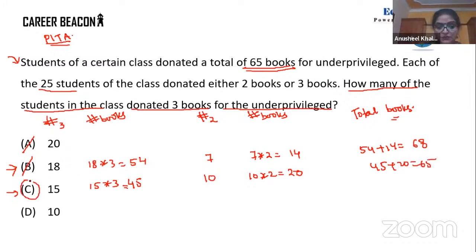So 15 has to be the correct answer, right? No need to check 10, because you are using numbers, and we know that only one answer can be the correct answer. So if only one number gives you the correct answer, no need to check any other answer. This is the beauty of this technique called beta, right?